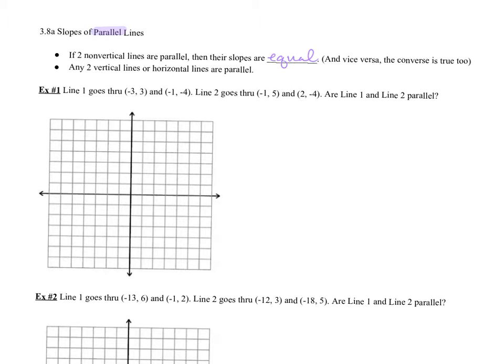And then the second point here says any two vertical lines or horizontal lines are parallel. So if I have two vertical lines, they will be parallel. The way we mark that is with the little arrows. If I have two horizontal lines, they will be parallel.